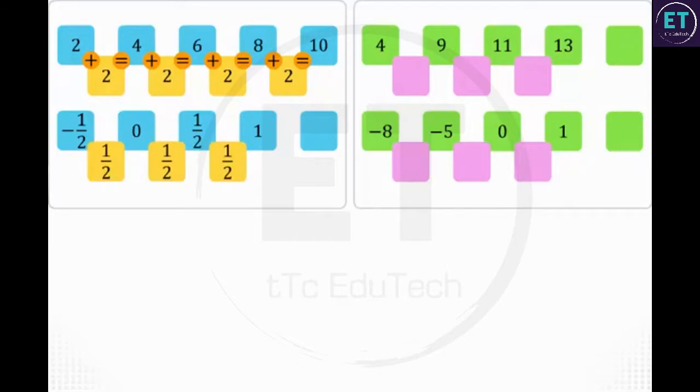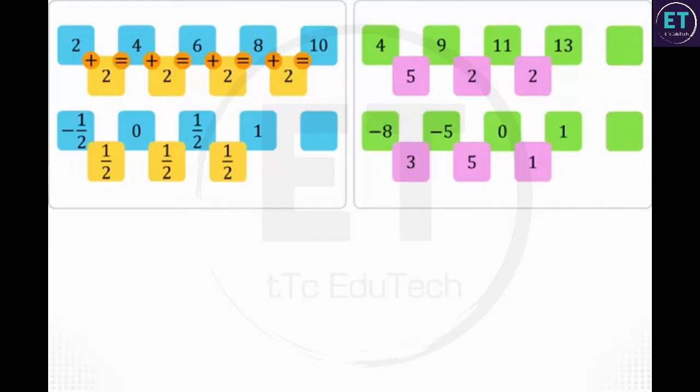Consider the following sequences: 4, 9, 11, 13, and so on, and minus 8, minus 5, 0, 1, and so on. You can see that there is no constant between the terms in either of these sequences. Based on this data, it will not be possible to obtain the next term in any of these sequences because there is no visible pattern.